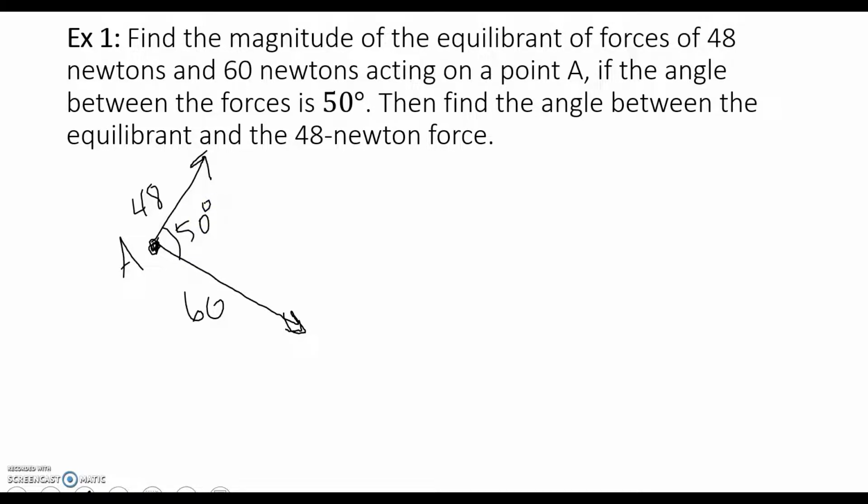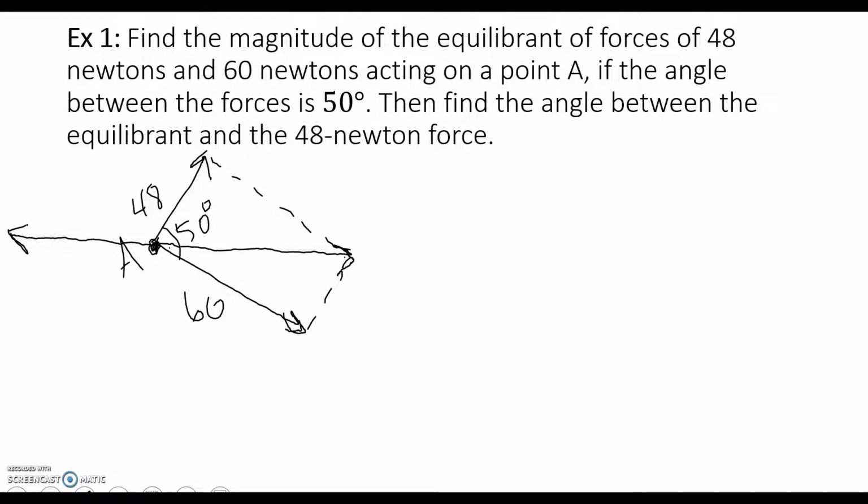We want to find the magnitude of the equilibrant. So the first thing we will have to do is find the resultant vector. Remember, we find the resultant vector by creating a parallelogram. I'm going to do my best to sketch out this parallelogram. The resultant vector would go from that point A to the corner here. Then the equilibrant will be the opposite of that, the same length but in a different direction. So the first one that I drew on the inside will be the resultant vector, and the second one will be the equilibrant.